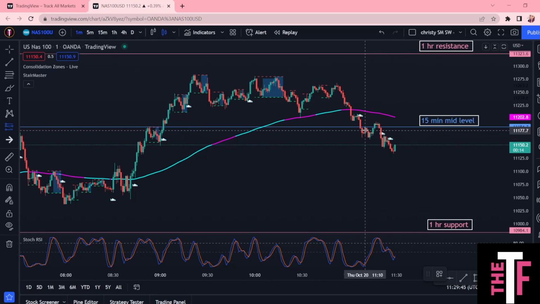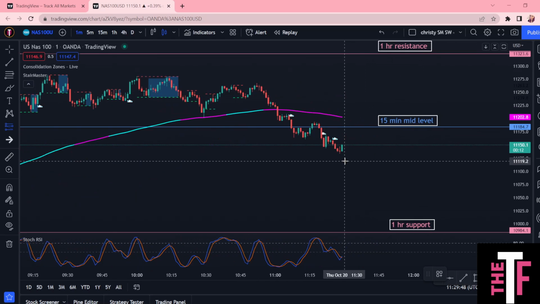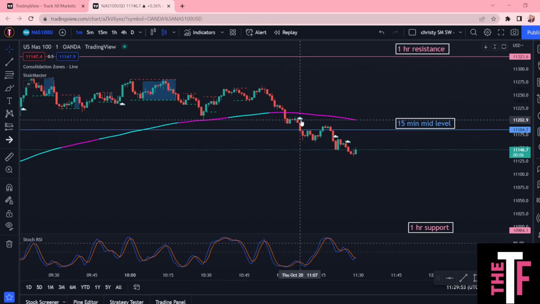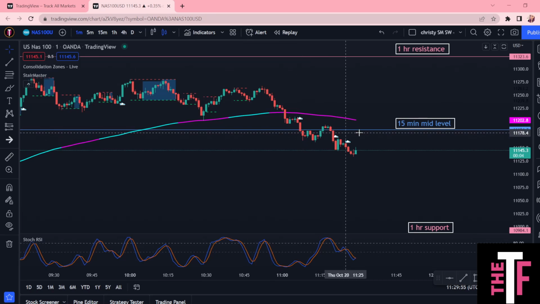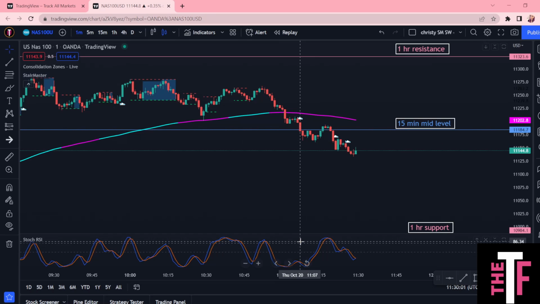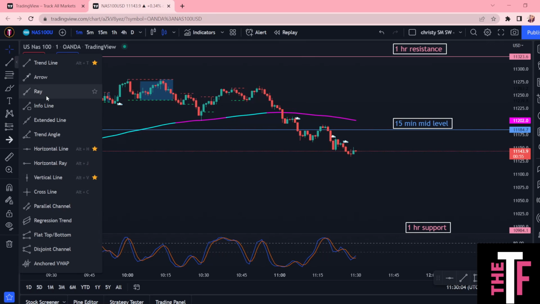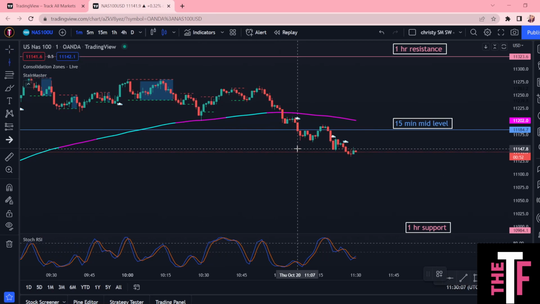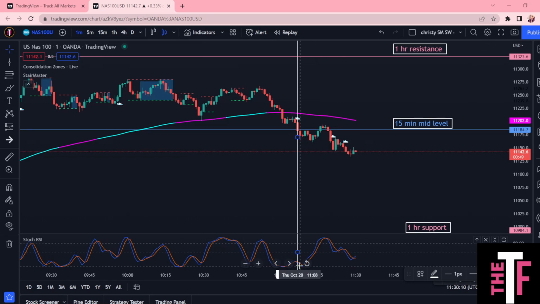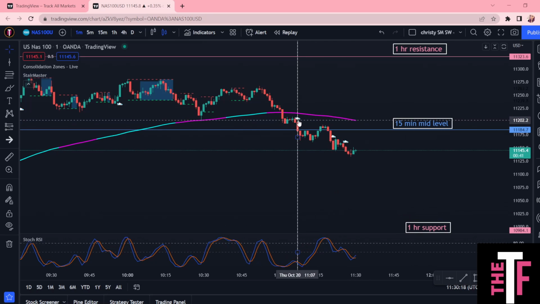What I really like about what recently happened is, when I zoom in, you can see this sneaker has printed and it has broken and closed below my 15-minute mid-level. So this to me looks great. My stochastic RSI is also crossing in a downward motion. Again, I do not care if it is overbought or oversold. I only care that this crossing has occurred. As you can see down here, it is small, but the K and the D are crossing in a downward motion. I have a sneaker that's printed and I have broken through my 15-minute mid-level. I do not have a consolidation zones live box here, but that's not that big of a deal.